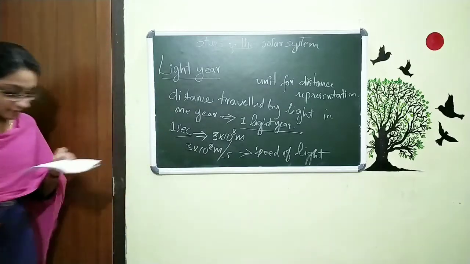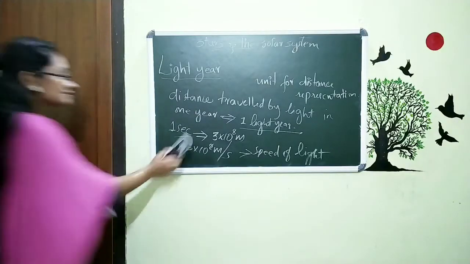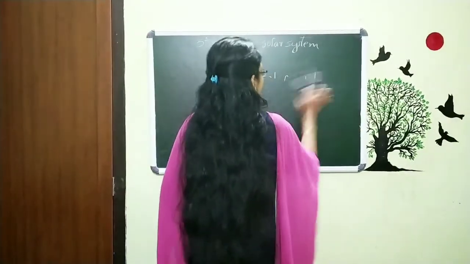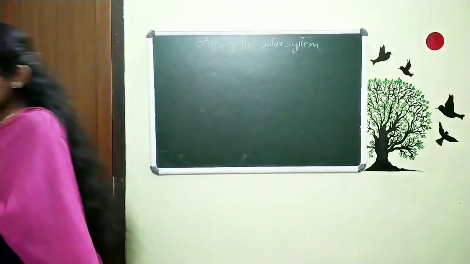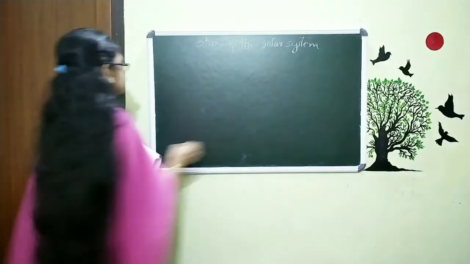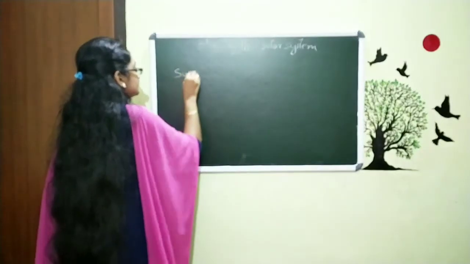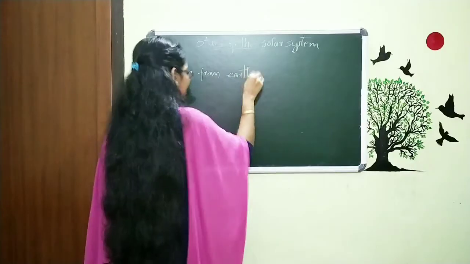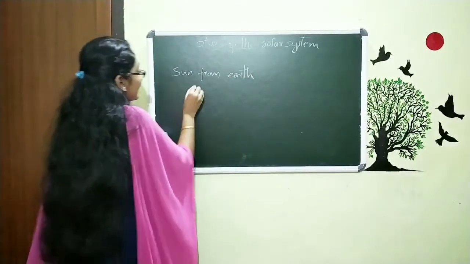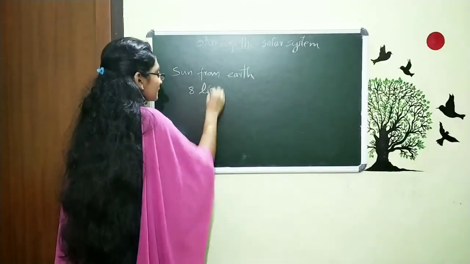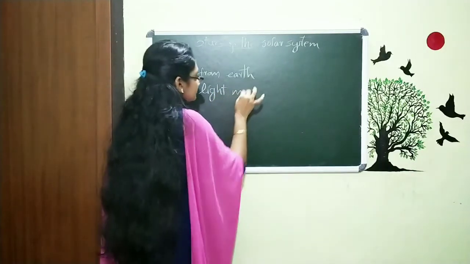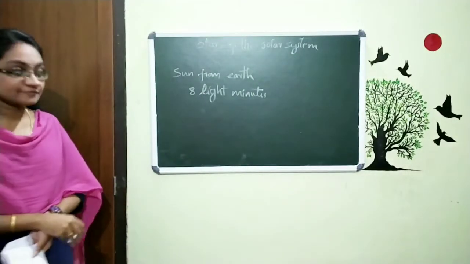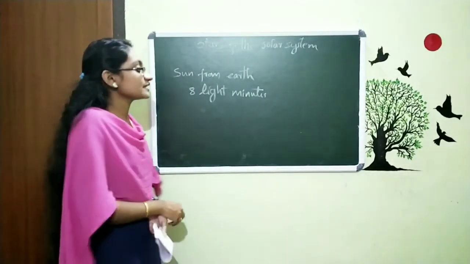So, now we are going to represent the distance between Sun and the Earth using light units. The distance of Sun from Earth is 8 light minutes. That means 8 light minutes means what?